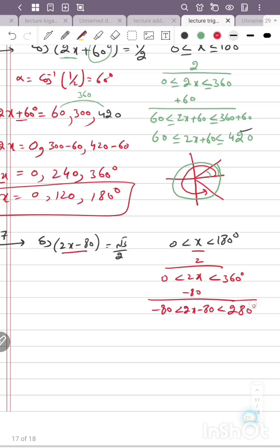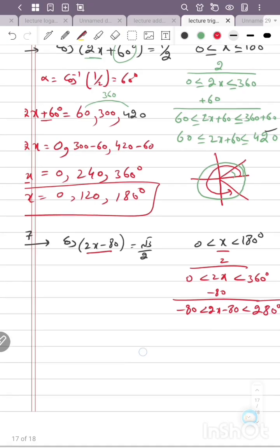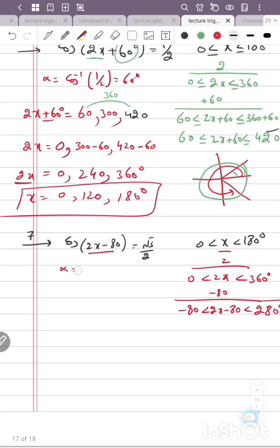Okay dear friend, you have to understand this level of question. And here cos inverse of square root 3 by 2, and alpha is 30 degrees. Okay, this is 2x minus 80. Wait a minute dear friend. 2x minus 80, this is 30.